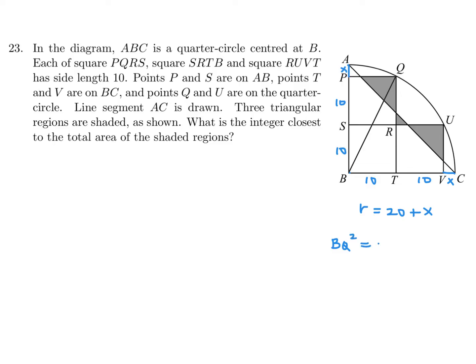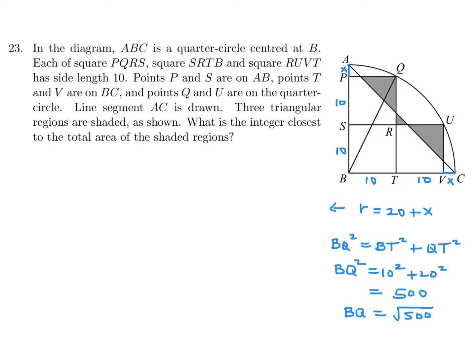Okay, well, that should be pretty straightforward with Pythagoras. It would be BT squared plus QT squared, right? Simple Pythagorean theorem, if I'm doing this properly. So that's going to be 10 squared and then 20 squared. So that's 400 plus 100, which is 500. And therefore, BQ, if you take the square root, would be square root of 500. And that is the radius. So going back to this guy, the root of 500 is the radius.